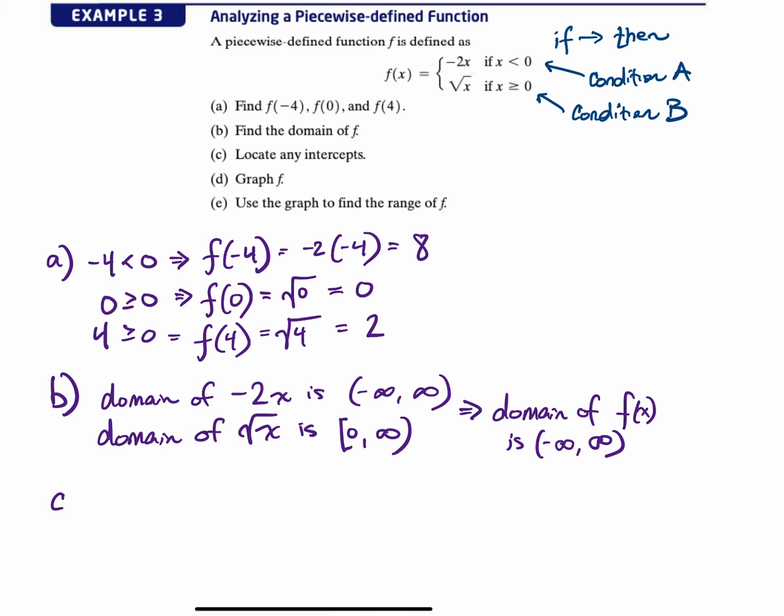All right, part C is asking for intercepts. When x equals 0, when we plug in 0 for x, that'll give us our y-intercept. We did that earlier. We saw that f of 0 was equal to 0 up here. So that should give us our intercept point.